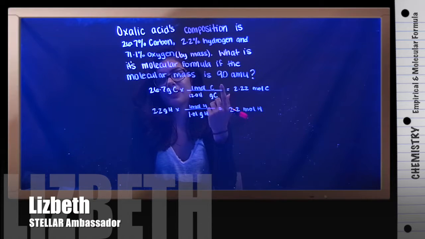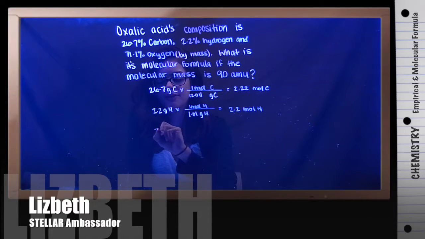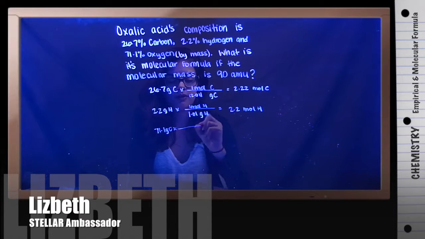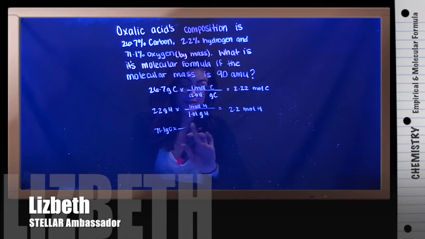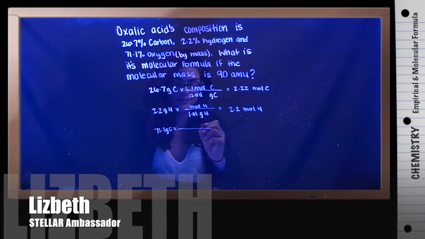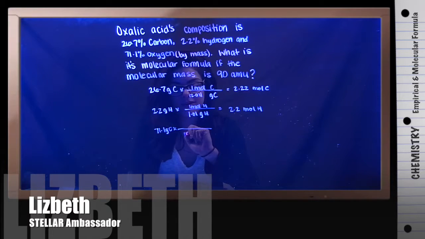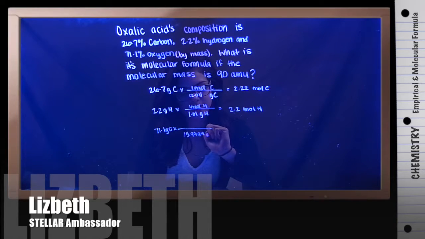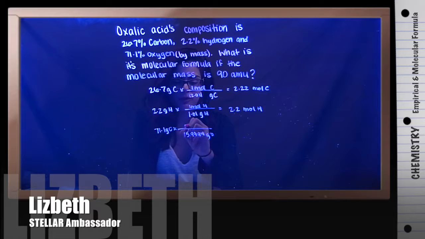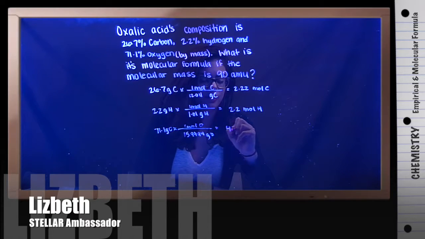And then the last one we're going to do is oxygen. So you have 71.1 grams of oxygen, and you're going to convert that to moles. So then you have 15.9994 grams of oxygen in 1 mole of oxygen, and when you divide that, that gives you around 4.44 moles of oxygen.